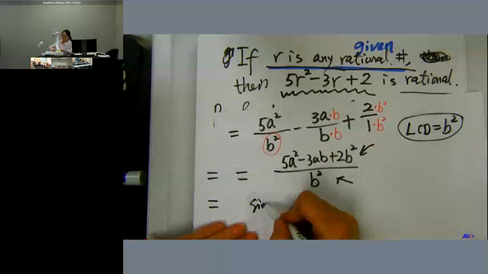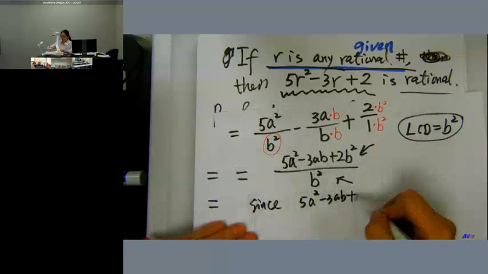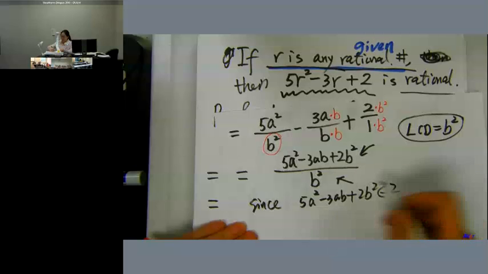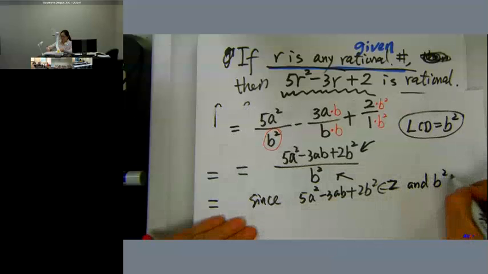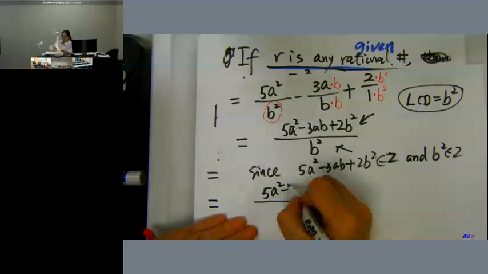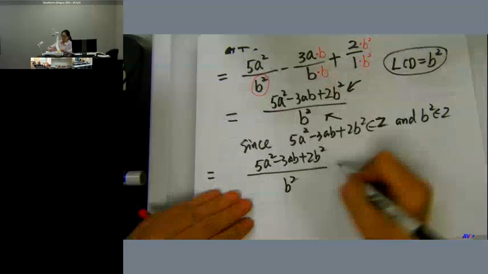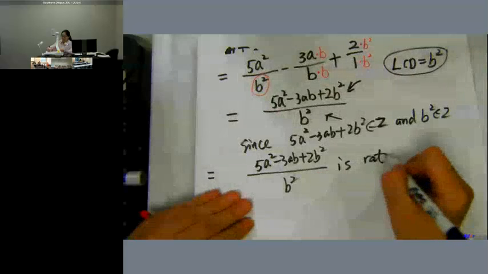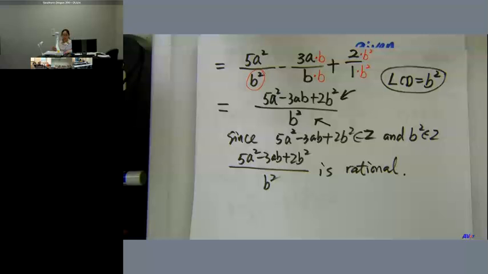So we can say since 5a squared minus 3ab plus 2b squared is an integer, and b squared is also an integer, we know this is a fraction, rational. So 5a squared minus 3ab plus 2b squared over b squared is rational. Okay, so we're done.